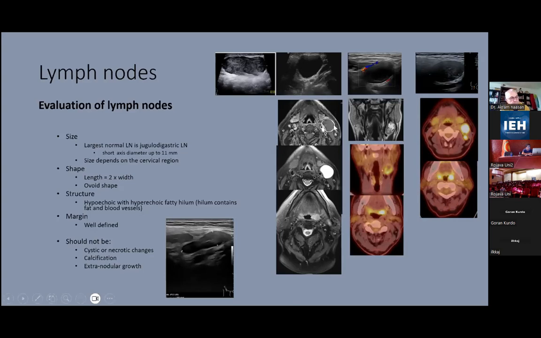So you have to be careful if you see a cystic change in an adult over 40 or 50 years old, and you should exclude a necrotic metastatic lymph node. The primary was in the left tonsil.